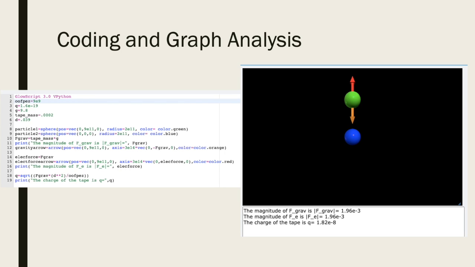Here you can see the code in the GlowScript model. In the GlowScript model, the orange arrow represents the force of gravity, and the red arrow represents the electric force. As you can see, the arrows are the same size, which is consistent with the fact that on the piece of tape, we said that there was a net force equal to 0, meaning that the electric force must be equal to -1 times the force of gravity.